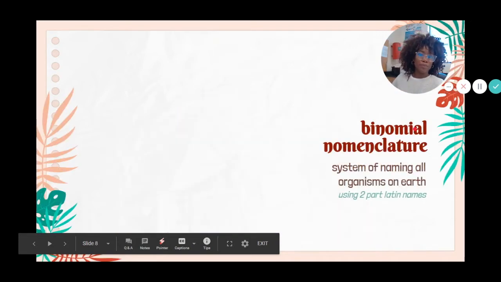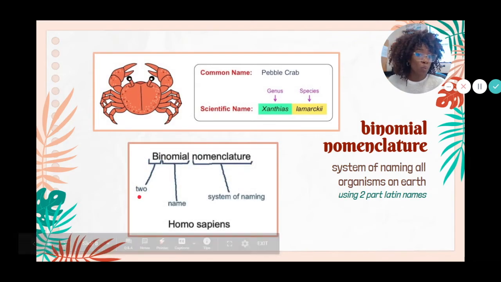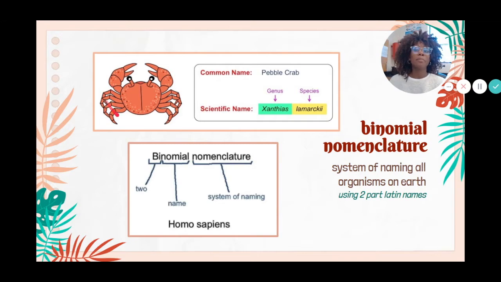Binomial nomenclature, using the two-part names, right? So again, bi means two, nomial, name, nomenclature, name system. Two-part names. Okay, so it's a system of naming all organisms on Earth using two-part Latin names. So a common name for this organism, like if you saw it on a beach, someone might say, oh, that's a pebble crab. Well, the scientific name is actually Xanthias lamarcki. Okay, and also remember about the scientific name, the first part of the scientific name is always the genus. There's always a space. Then there's a second part of the scientific name that is always the species.